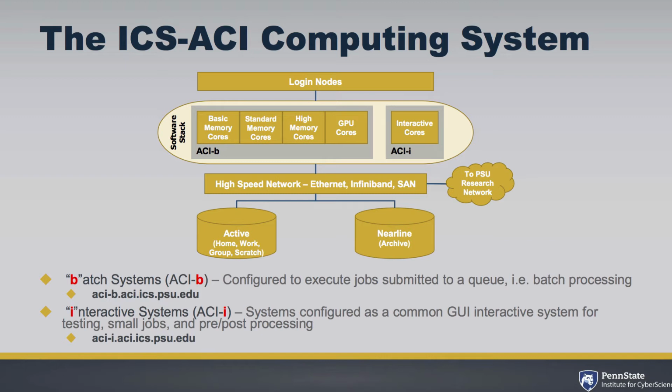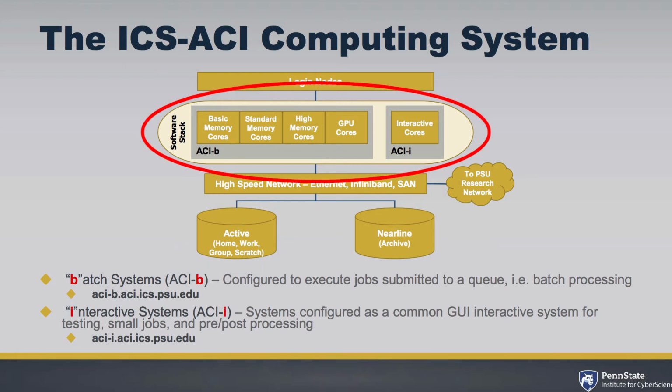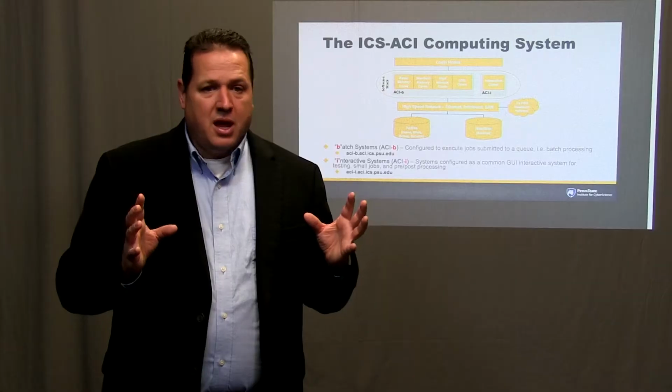And you can also see on there, we've got a high-speed network that connects everything together. We have both active and archive storage pools, okay, which I'll talk a little bit about later on. And as you can see, encompassing the compute cores is our centralized software stack. That stack is available on both ACI-I and ACI-b, so you can access that from either one.